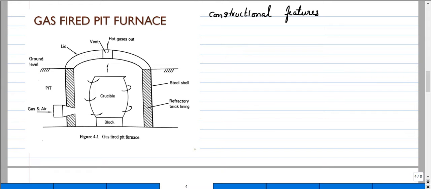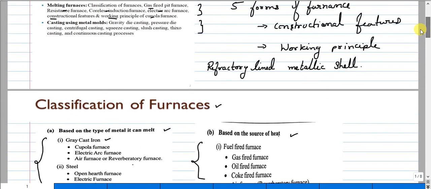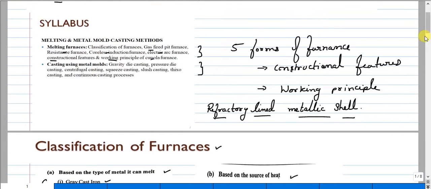So when you notice, you can see a furnace. Okay, this is the outer shell. I gave a definition of a refractory lined metallic furnace. So this was my simple definition for furnace. If you see here, it is a refractory lining, just a metallic shell, so that we call it a furnace.